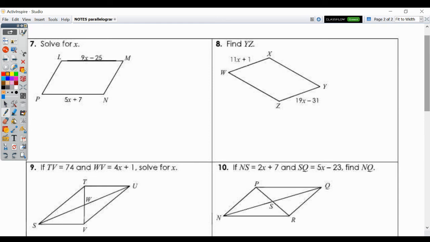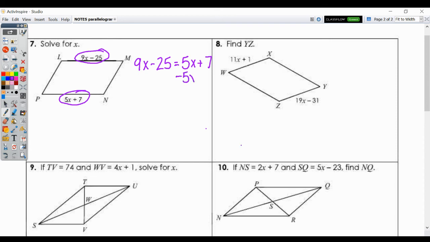Okay? So right off the bat, I see that they have given us opposite sides. Okay, I have this expression and this expression, which are opposite sides. We know that opposite sides are supposed to be equal to each other. So I can just set those two expressions equal to each other and then solve it like an equation. So I'm going to have 9x minus 25 equals 5x plus 7. Okay, I need to get all the variables on one side, all the numbers on one side.